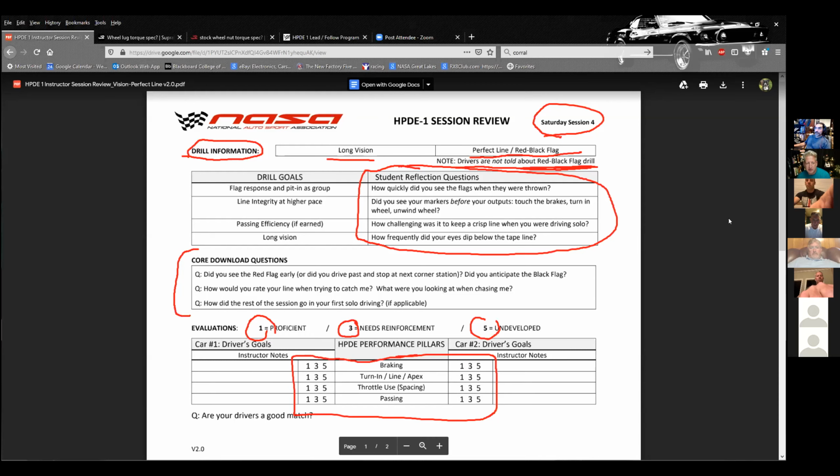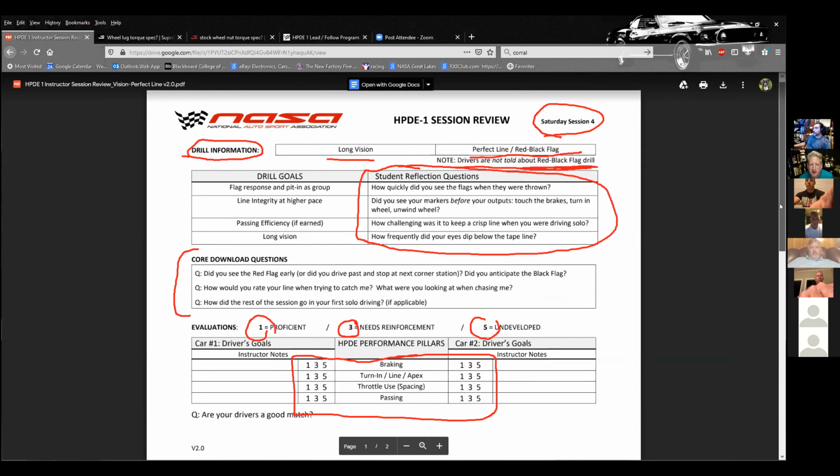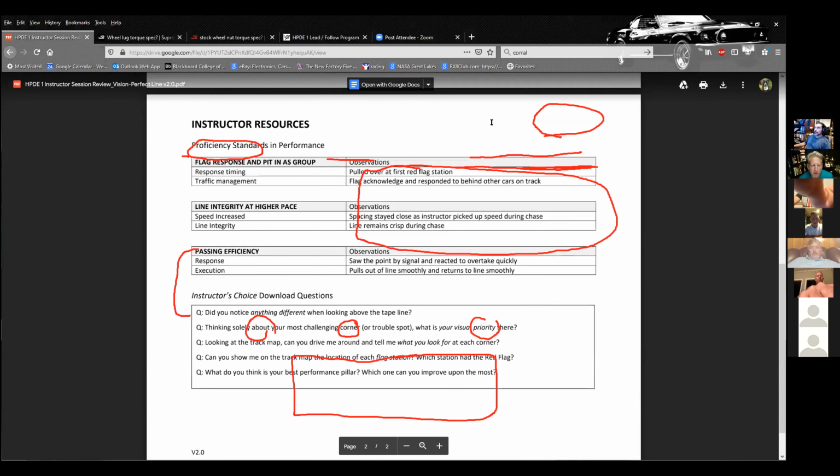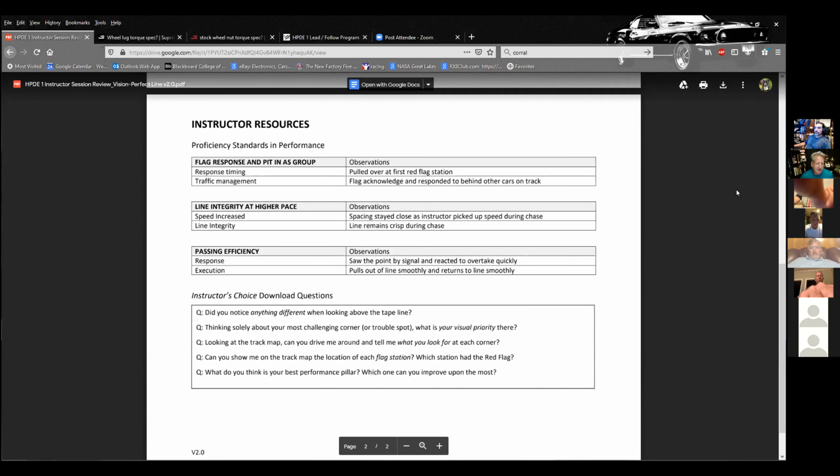Making sense? John, you want to go down one more? Yeah. I'm going to give the ball back to him in 1 second.